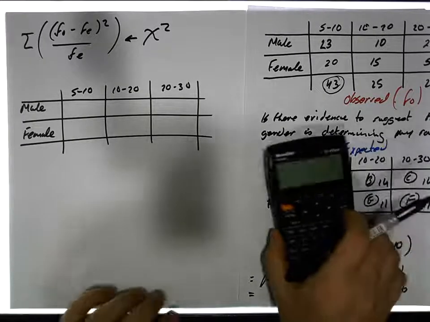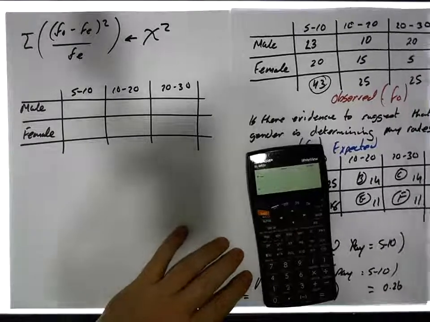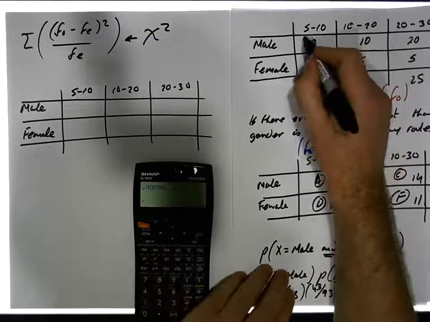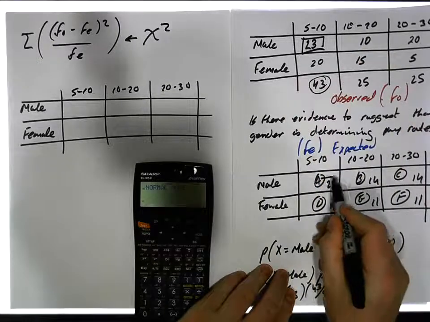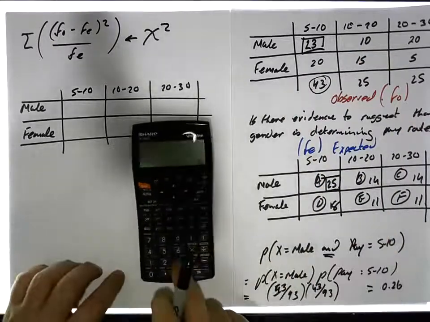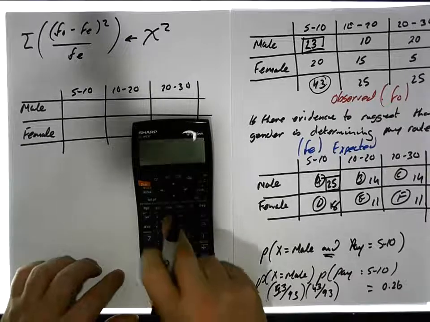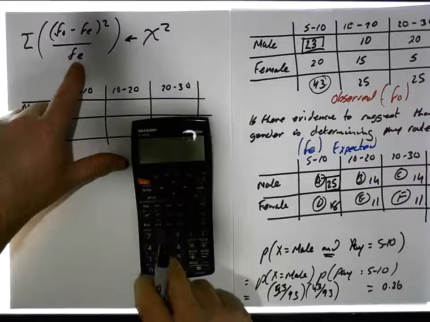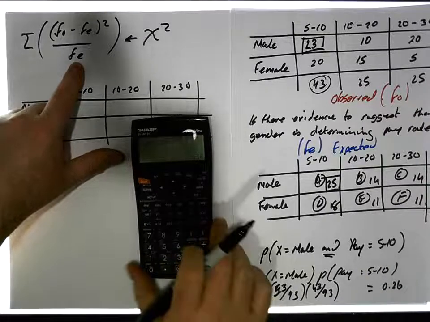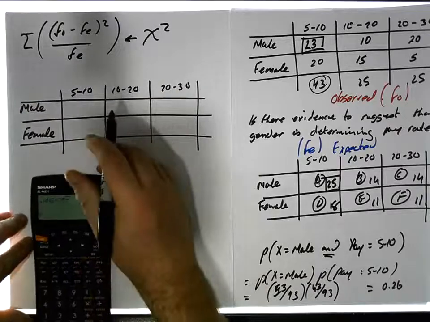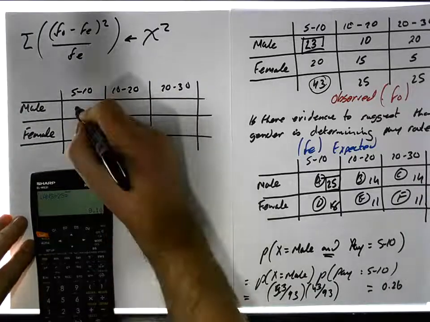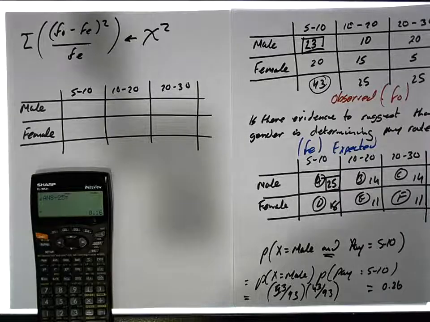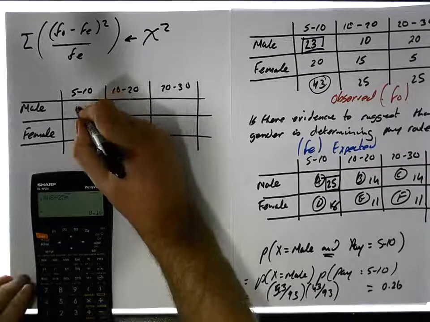So the first one that we have here is observed minus expected squared. The first one is going to be 23. So we have 23 minus 25, squared, divided by the expected, which is 25. That gives us a value of 0.16. So we'd expect 0.16 of the observations to be in here.